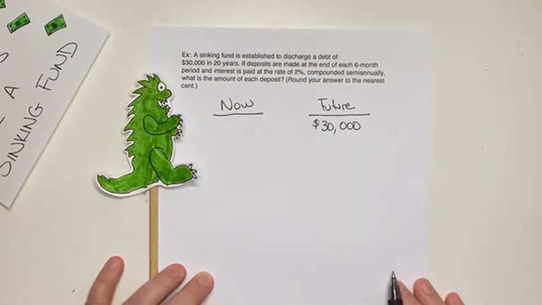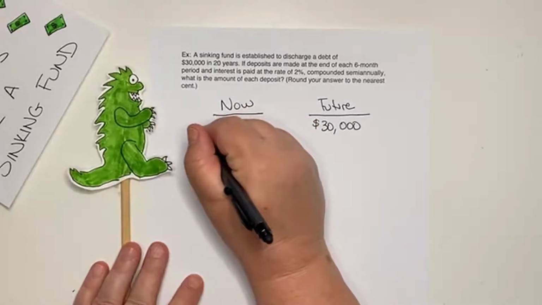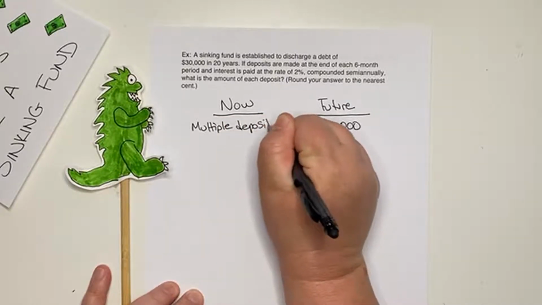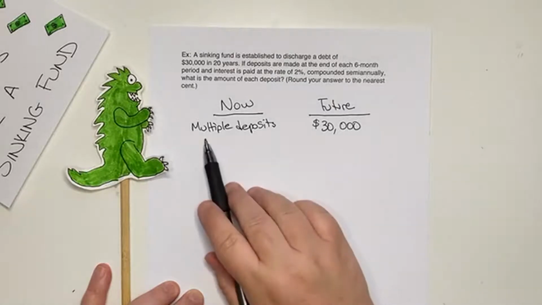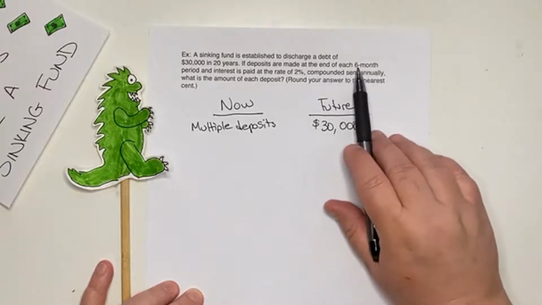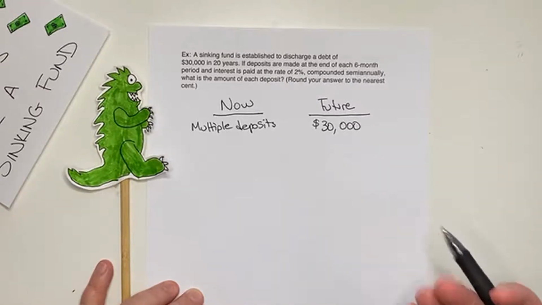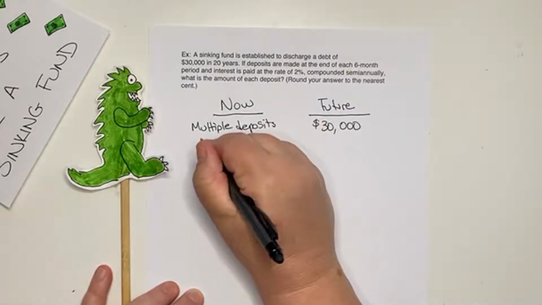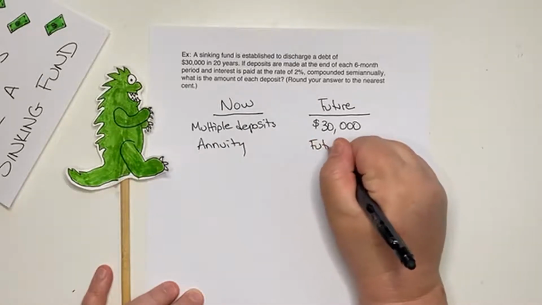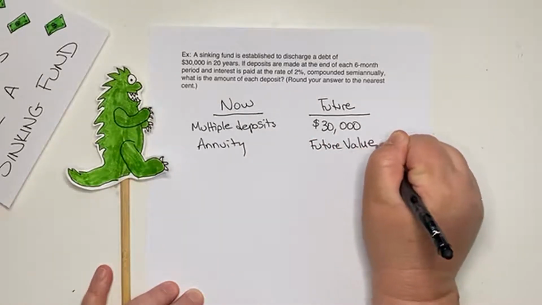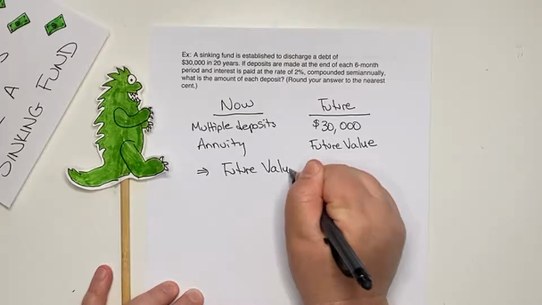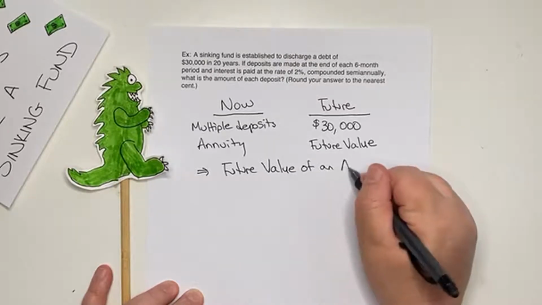So what are we going to do now? Now we're going to make multiple deposits. If we're making multiple deposits and they're happening regularly, it says each 6 months we're going to make a payment, and we're going to make the same payment. This is an annuity. And this means we're looking for future value. So we want the future value of an annuity.